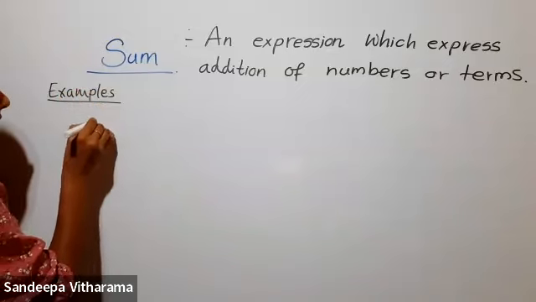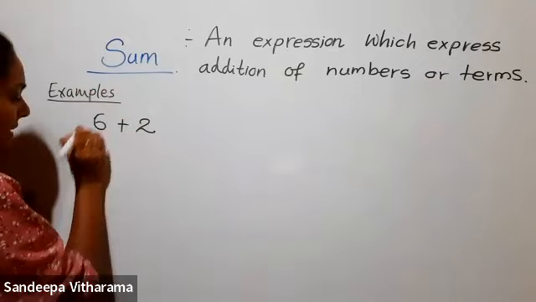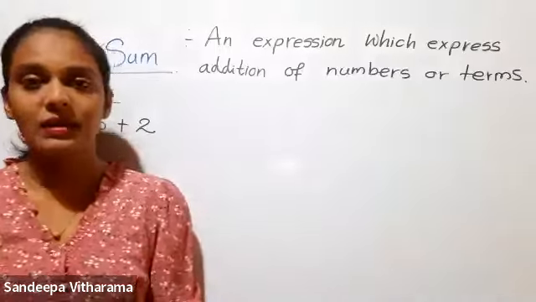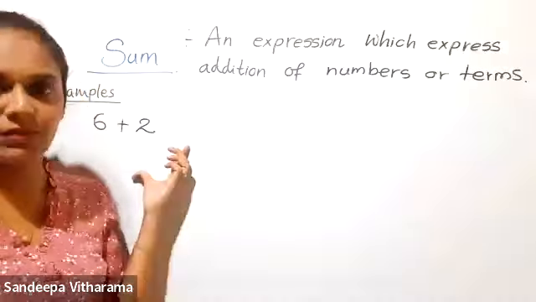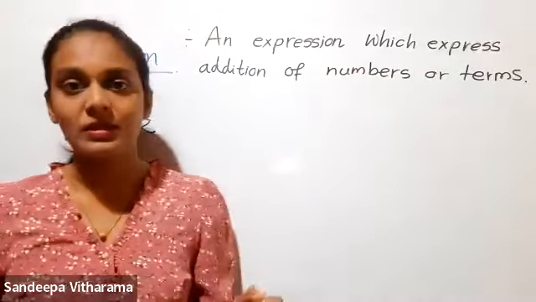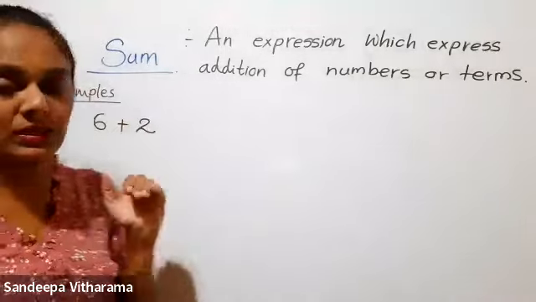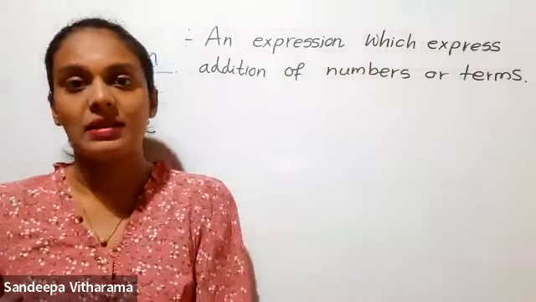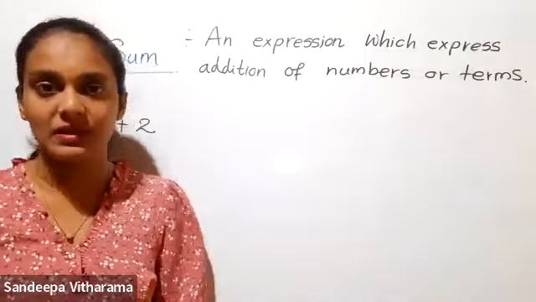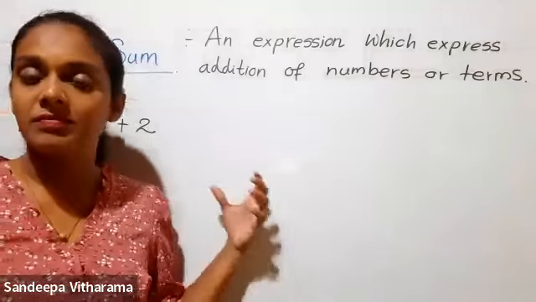Look at here. 6 added to 2. Now, we know that we have to obtain an answer for this, if you are asked to simplify. What is meant by simplify? You reduce this expression to its simplest form. That means you can do the operation in between these two and you can get an answer. We call obtaining an answer for a particular expression in its simplest form simplifying.